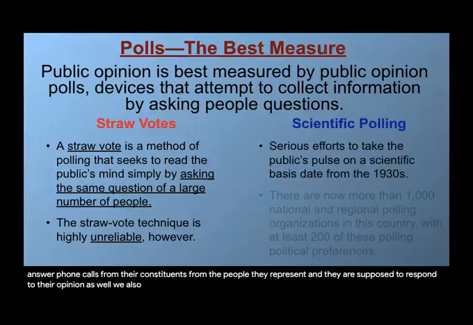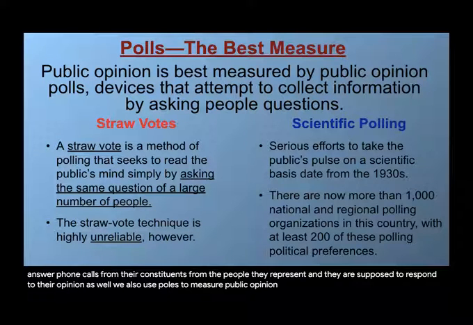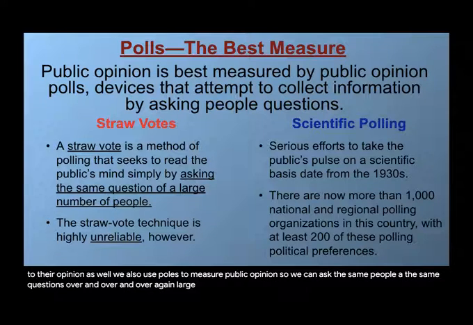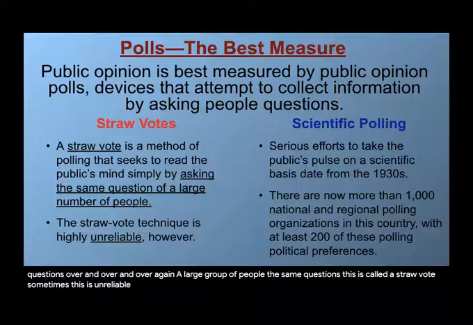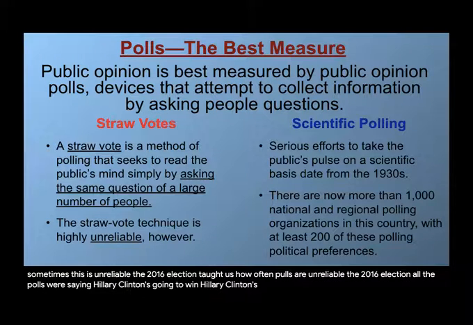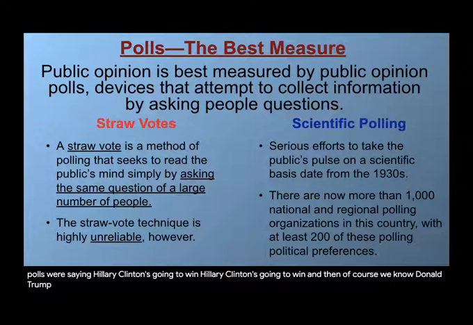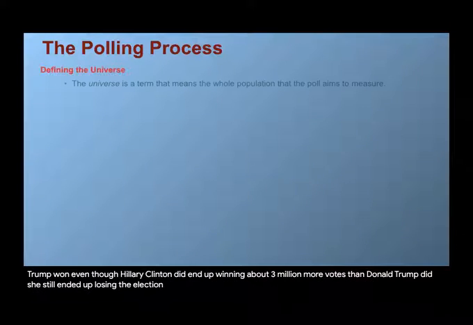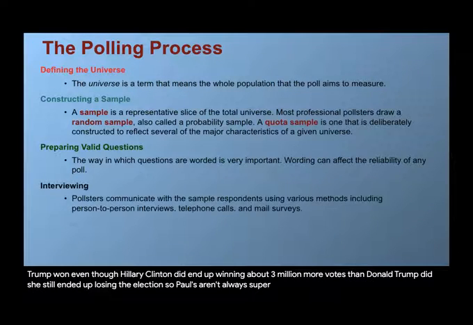We also use polls to measure public opinion. We can ask the same people the same questions over and over again, a large group of people, the same questions. This is called a straw vote. Sometimes this is unreliable. The 2016 election taught us how often polls are unreliable. All the polls were saying Hillary Clinton's going to win, and then, of course, we know Donald Trump won. Even though Hillary Clinton did end up winning about 3 million more votes than Donald Trump did, she still ended up losing the election. So polls aren't always super accurate.